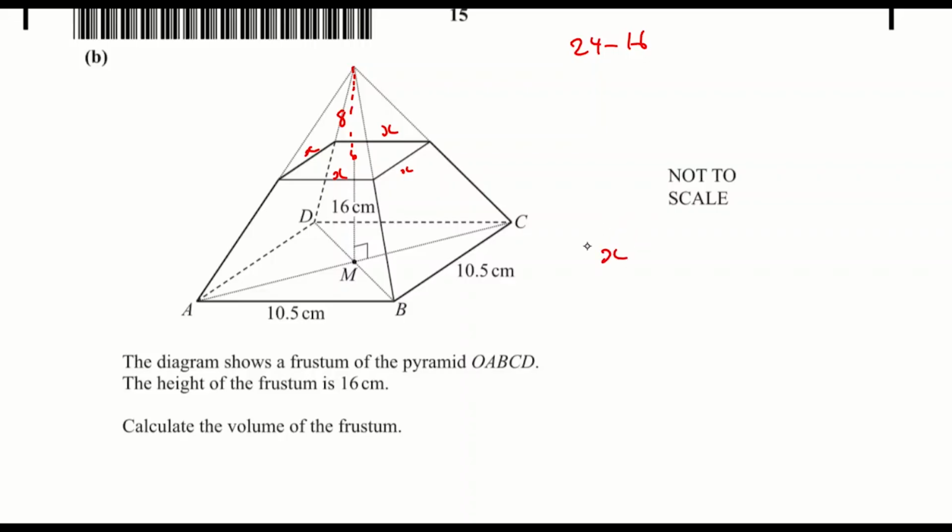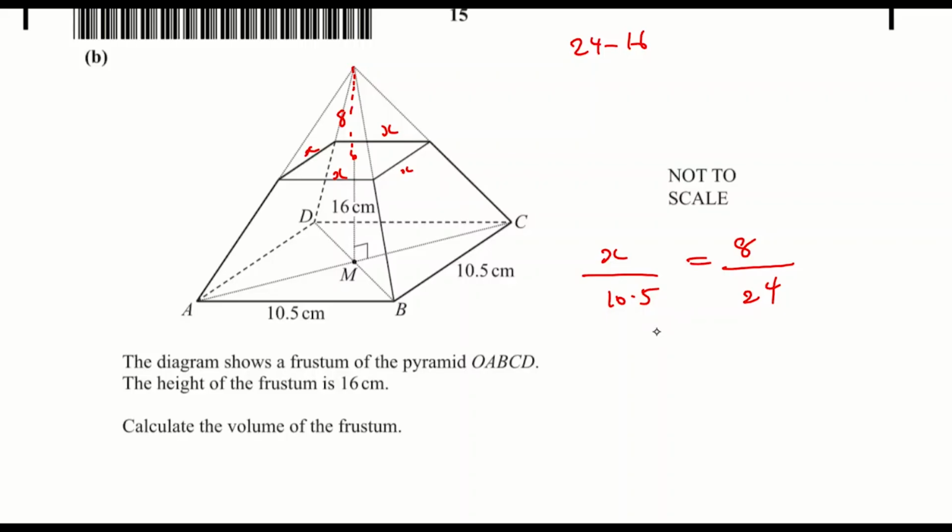Okay, that's one side of the smaller pyramid over one side of the bigger pyramid, which is 10.5, equals the height of the smaller pyramid, which is 8, over the height of the bigger pyramid, which is 24. So this allows us to get the value of x, and once we get that, boom, we are pretty good to go with the volume of the frustum.